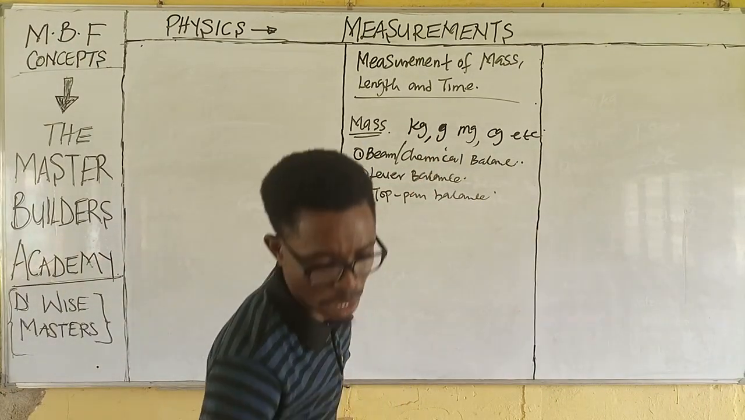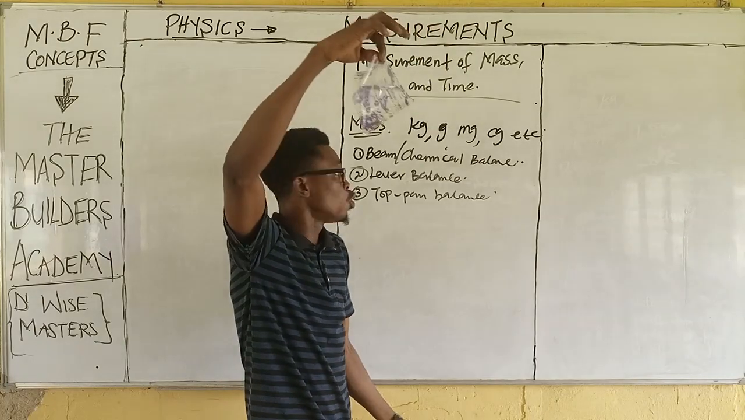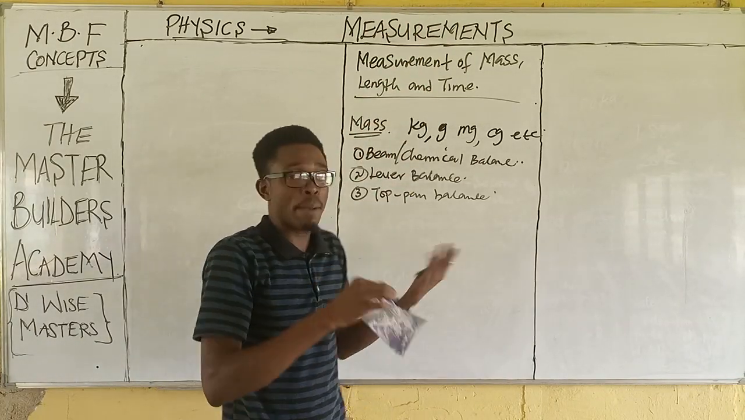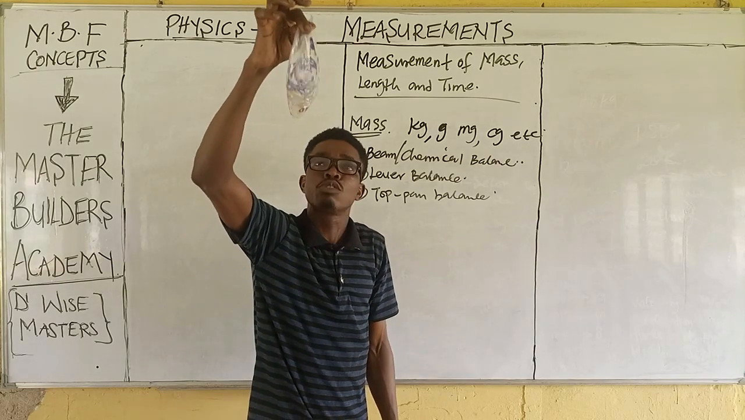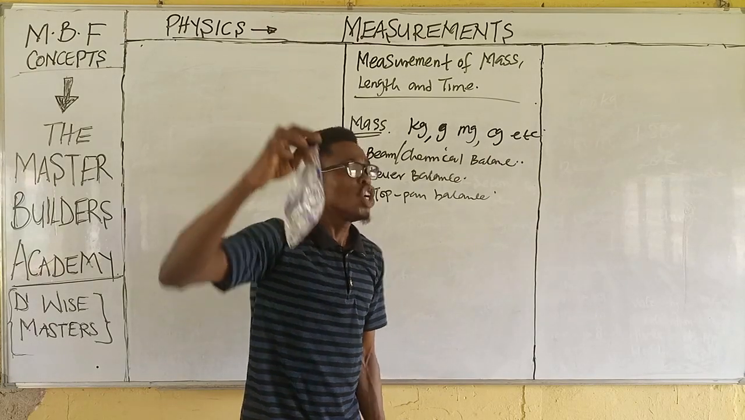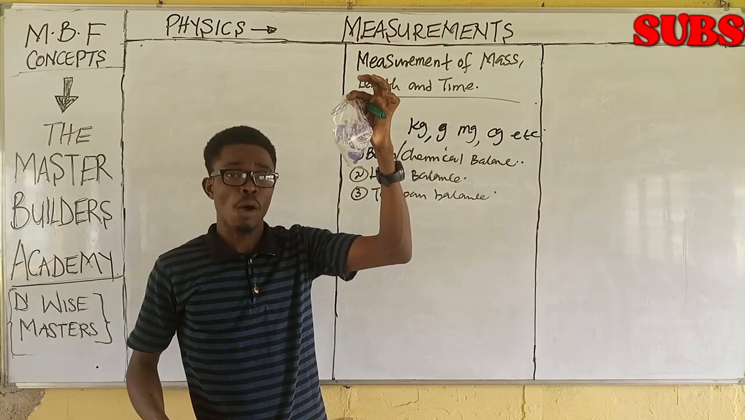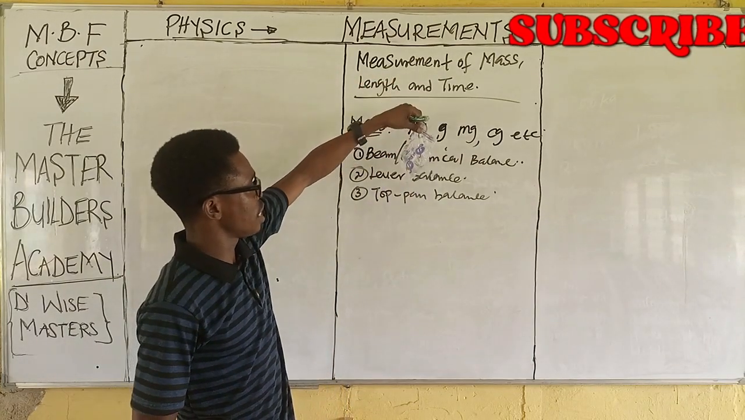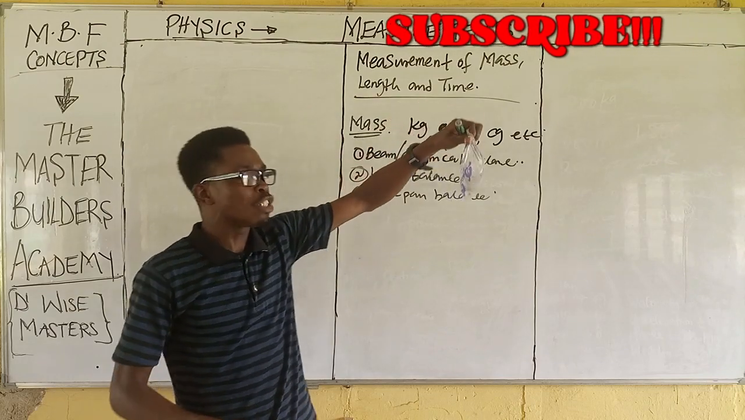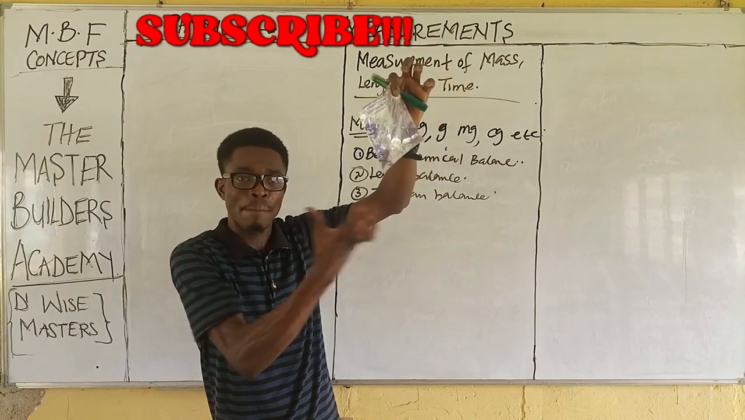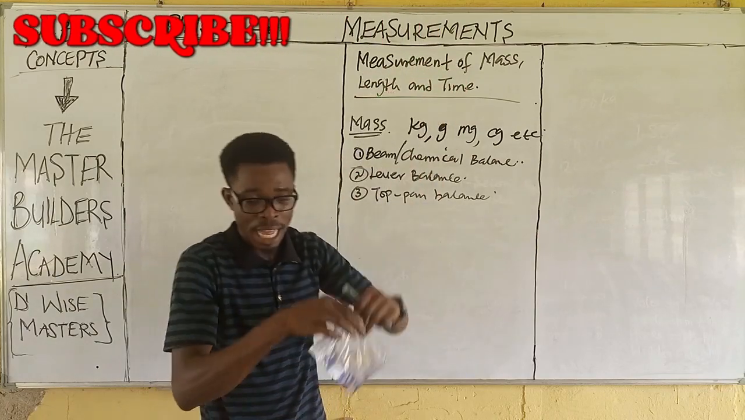So if I need to measure the mass of this, all I need to do is to place this on a beam balance, lever balance, or top pan balance, and it will give me the readings. Although some of the things we just mentioned are electronic in nature. So when you place this in any of these, depending on the one you are using, it will give you the reading, the capacity of what we have here. Are we there? So this is it.